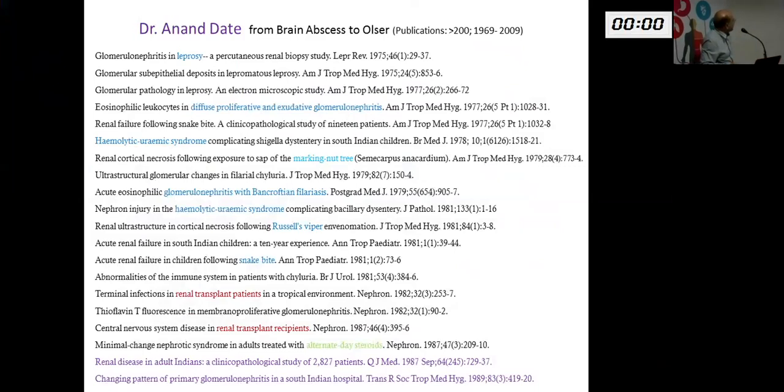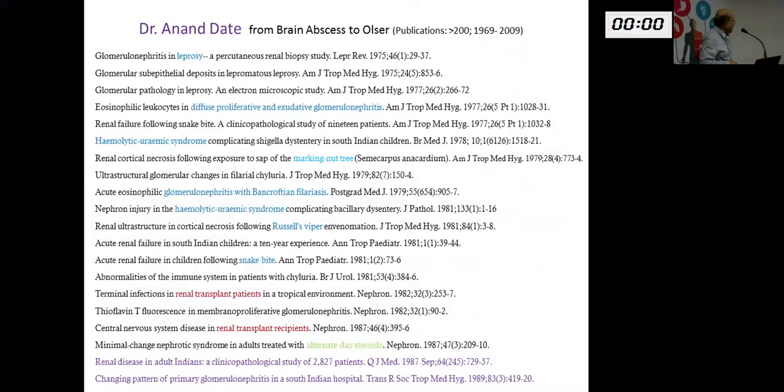GN in leprosy, one of the first papers, and where exactly the deposits were, and glomerular pathology and an electron microscopic study by '77. A good number of you may not have been born then. And then he went on with snake bite, hemolytic uremic syndrome with Shigella dysentery in the British Medical Journal, cortical necrosis with Dobie nut. I don't know how many of you will know. Dobies used to use a marking nut on clothes to put a number. That's a toxic substance. And he described probably these 2 or 3 cases of renal cortical necrosis of somebody who accidentally ingested it.